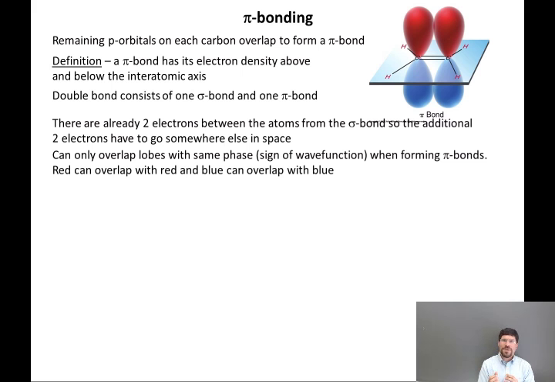And as you can see from the picture, we can overlap red with red. We can overlap blue with blue. We have to overlap the same colors in order to successfully get a pi bond. You could not take one of these p orbitals, put it upside down, and try to overlap red with blue. That would not give a bond.